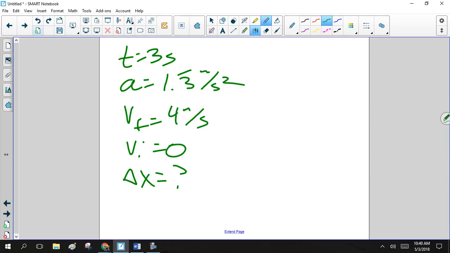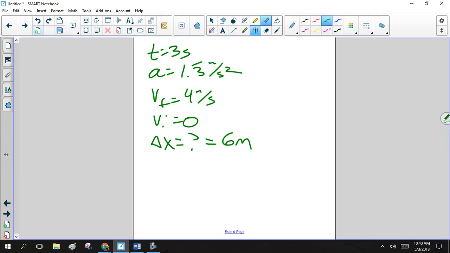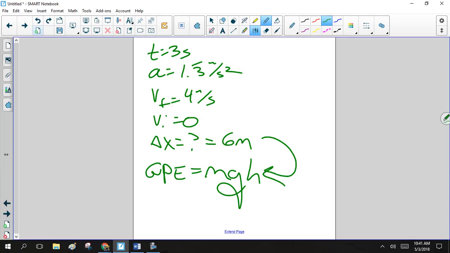1/2 at squared, or you can find average velocity times time. Average velocity is going to be 2, times 3, so 6 meters. Cool? And so now I can do my GPE is mgh, where 6 meters is my h. And then add up the 3 types of energy, KE, GPE, and RKE.